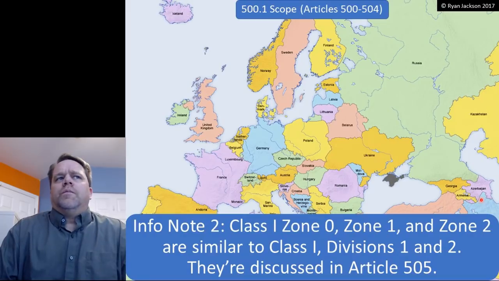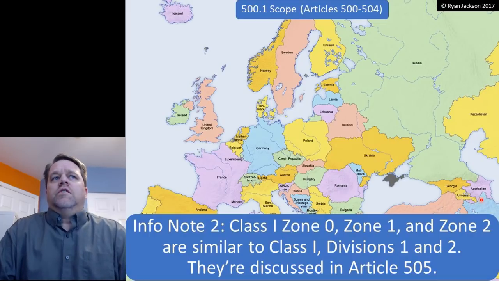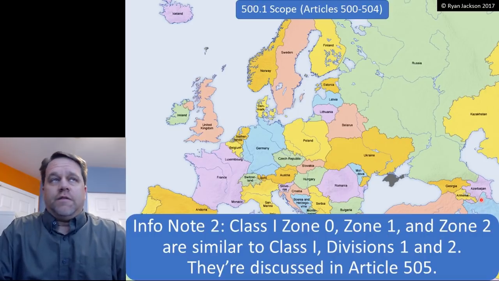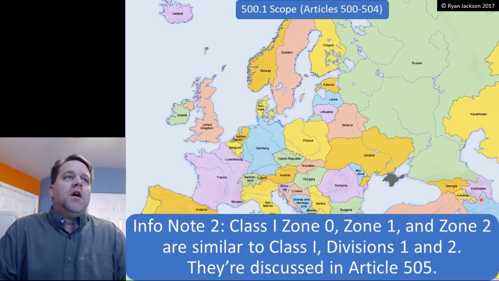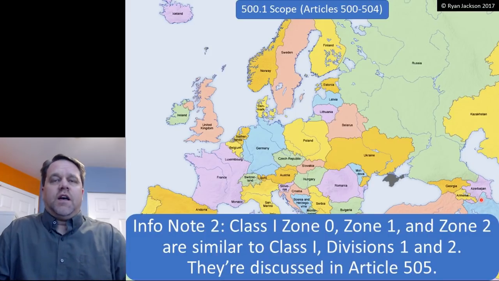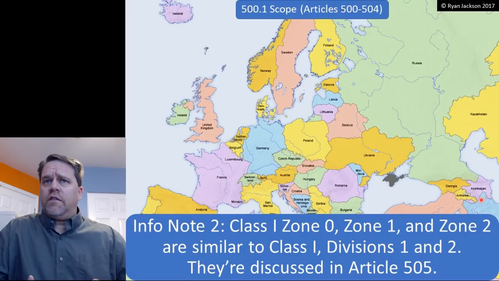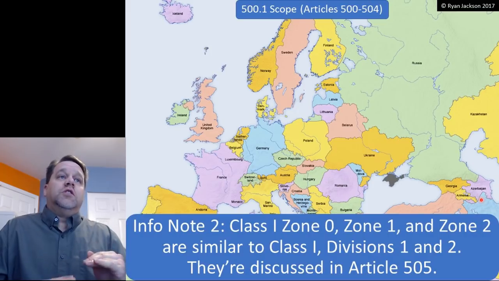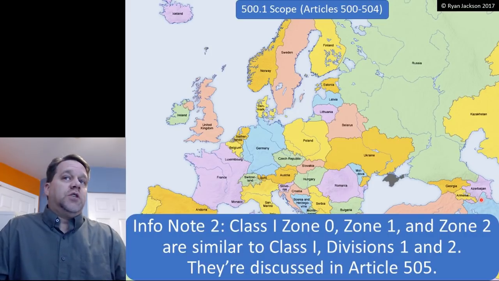Another informational note says that Class 1, Zone 0, Zone 1, and Zone 2 are similar to Class 1 Divisions 1 and 2, and they're discussed in Article 505. The reason that I have a map of Europe here is because the class and zone method of classification is very common in the European Union. We're not going to cover that in today's class, but I will just mention that it does exist, and in the NEC you can actually use the zone method of classification in Article 505, but it would be unusual.